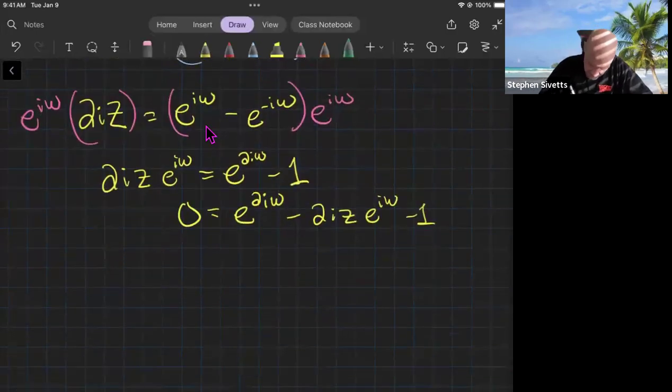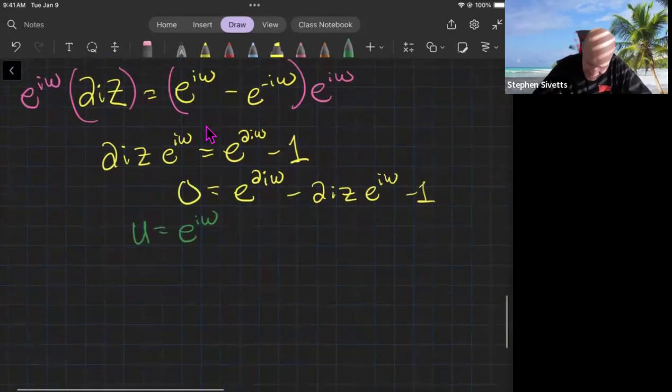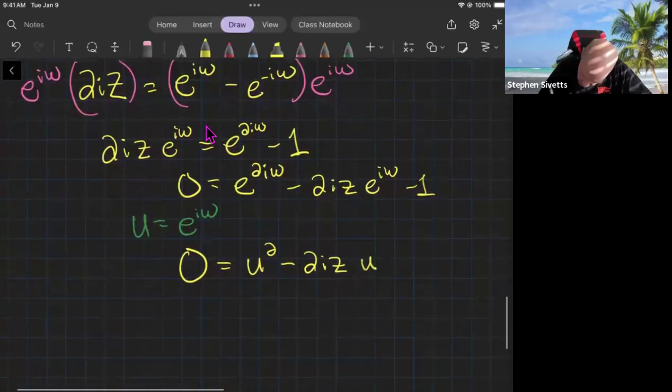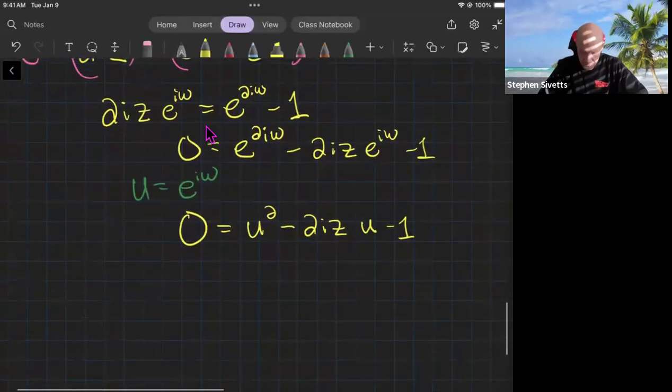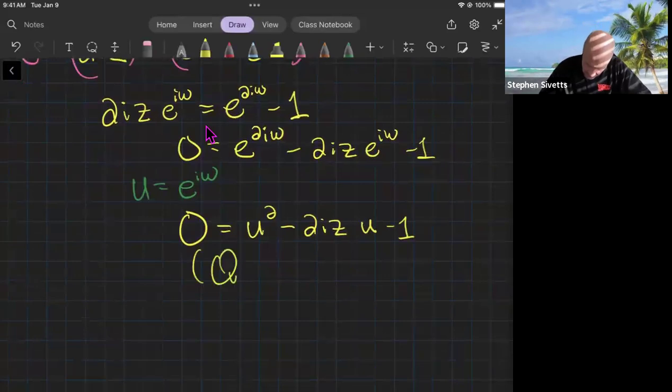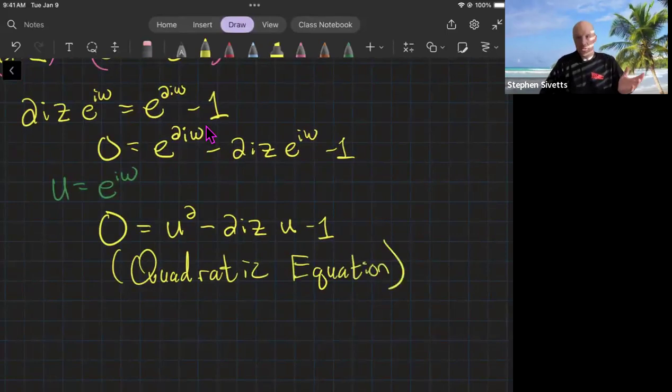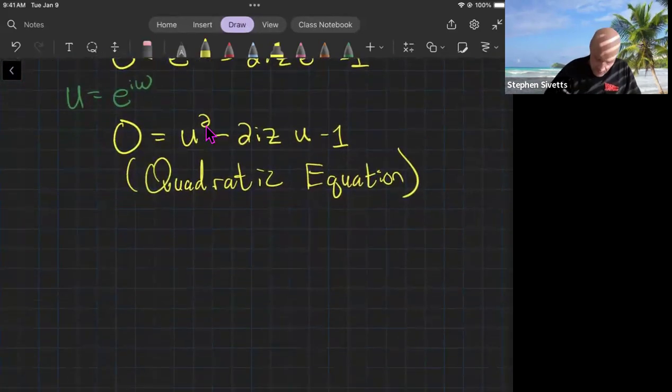Okay. And if I do a u substitution by letting u equal e to the iw, in terms of u, this equals u squared minus 2iz times u minus 1 equals 0. So this here is a quadratic equation in terms of complex numbers. So we're going to use the quadratic formula.